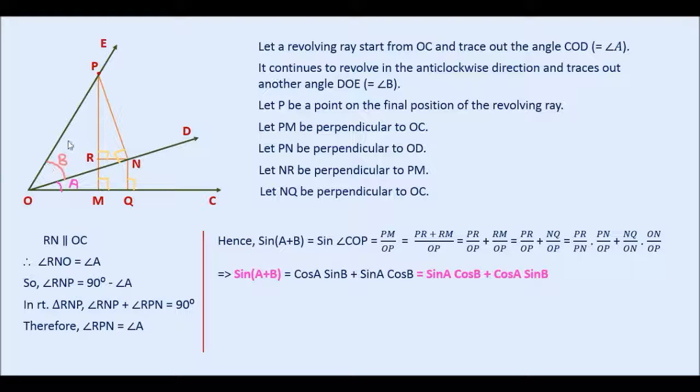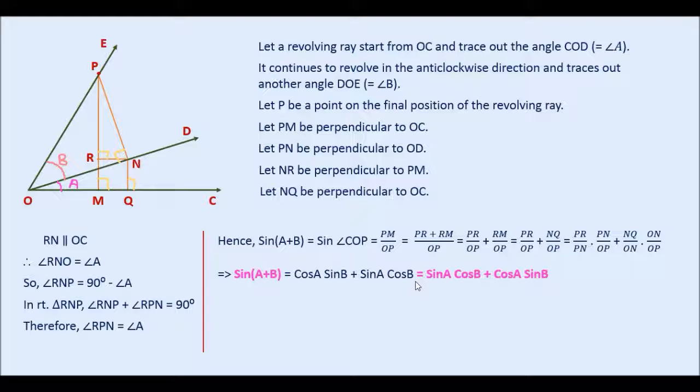PN and OP. For triangle PON, if we take this angle B, PN becomes the perpendicular and OP becomes the hypotenuse. Therefore, PN by OP is sine of angle B. Plus NQ by ON. NQ, ON. Coming to triangle NOQ, if we take this angle A, with respect to angle A, NQ is the perpendicular and ON is of course the hypotenuse. So NQ by ON is sine of angle A. And ON by OP. Now for triangle PON, this is angle B and ON is touching this angle B. Therefore, ON by OP will be the cosine of angle B.